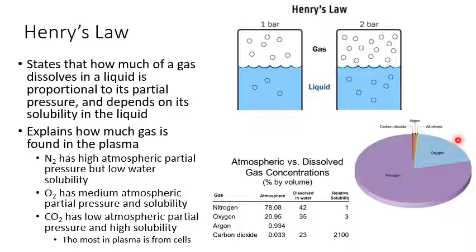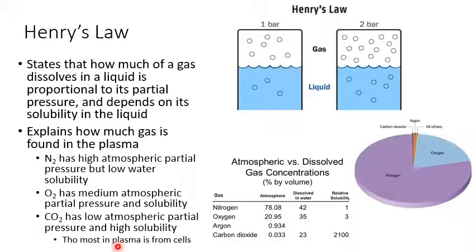Then oxygen is the next most abundant gas. You have about 21% of the atmosphere being made up of oxygen. So it's kind of a medium atmospheric partial pressure, but the solubility of oxygen is a little higher than nitrogen. It's also kind of a medium solubility. It's actually 3 times as high as nitrogen solubility. So if you take a sample of air and let it dissolve in water, you're going to end up with 35% of the gas in that water being oxygen. So it's like it's enriched. You end up with less nitrogen dissolved and more oxygen, since the oxygen has a higher solubility despite the fact that it has a lower partial pressure.